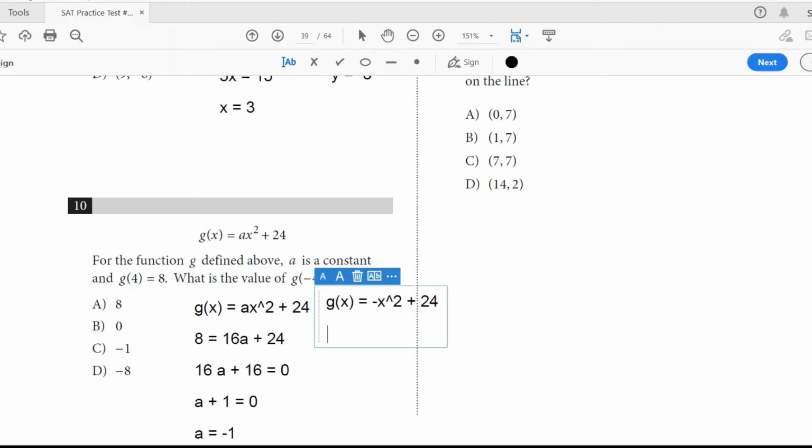Solving this, we have to find out what -4 is. So this automatically equals 16, right? So therefore, g of x equals -4 plus 16 plus 24. Therefore, this would probably equal 8 automatically. So the answer is the same, regardless of whether it's positive or negative, making our answer A.